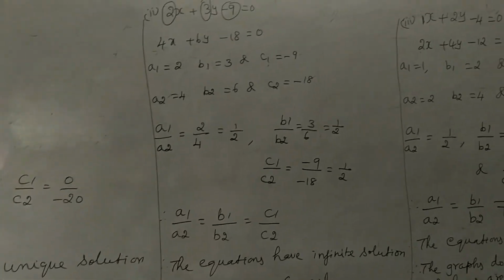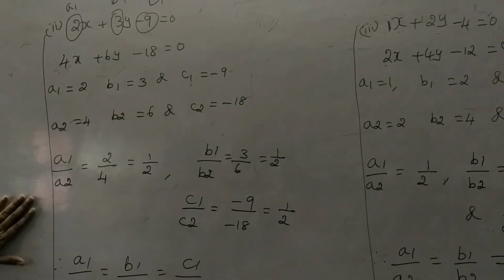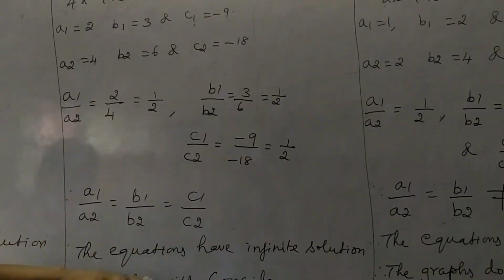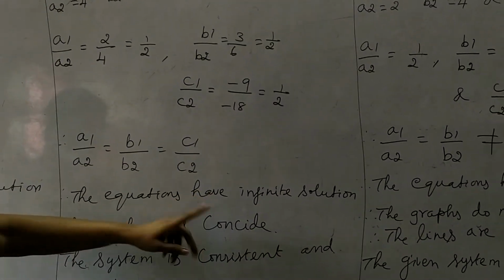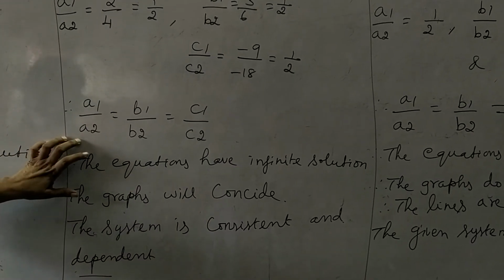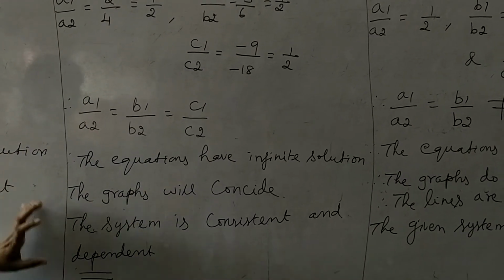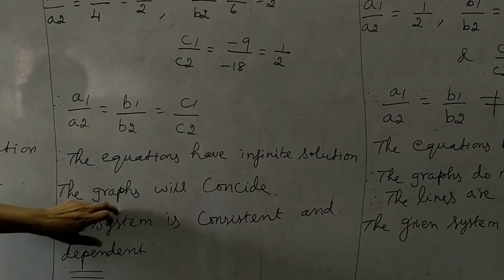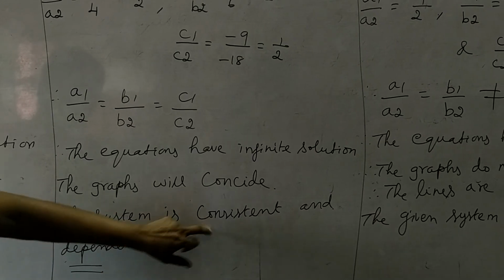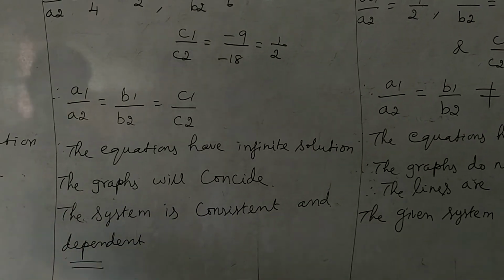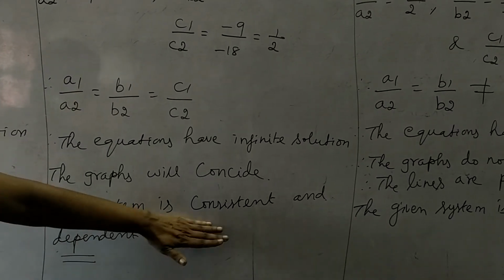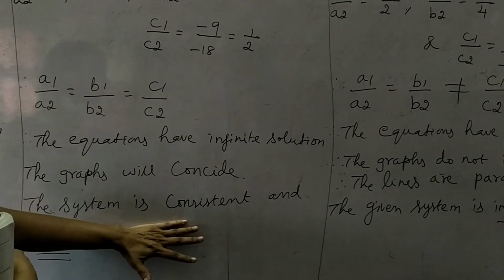In the second case, if you find the ratios, all the three ratios are equal, we say the equations have infinite solution. When the equations have infinite solution and if you draw the graphs, we get a single line for both the equations. So we say the graphs coincide. Here also the system is consistent, but here it is dependent. So in two cases it is consistent, when it has a unique solution, also when it has an infinite solution.